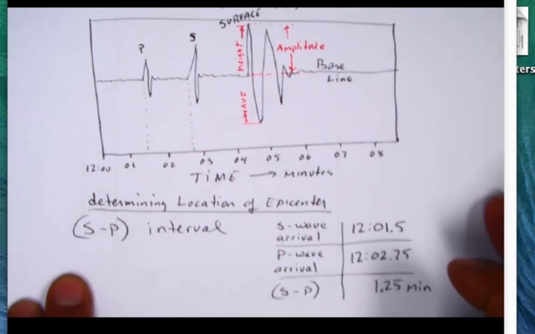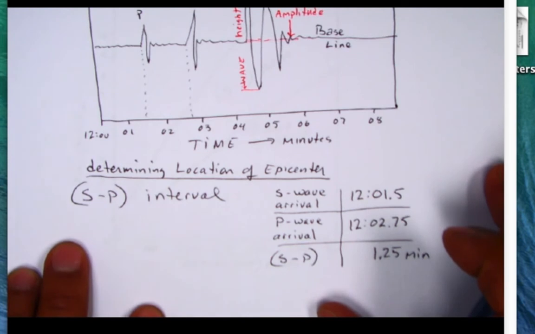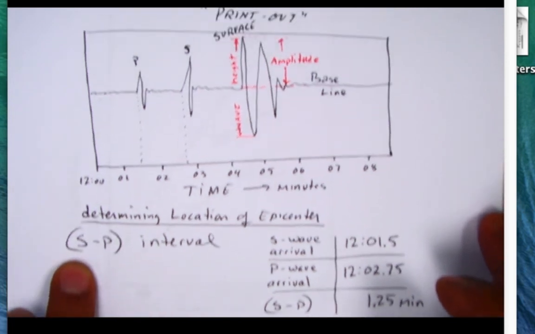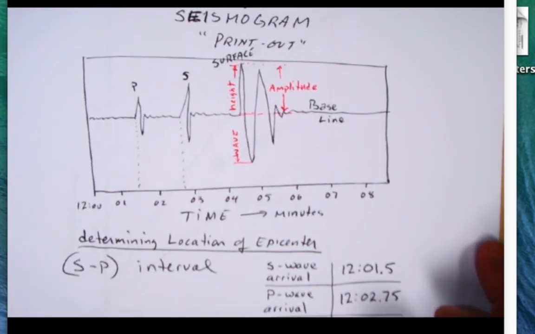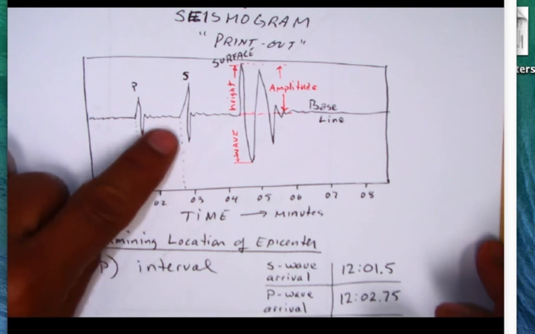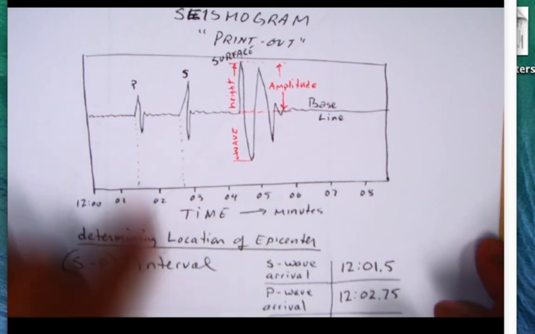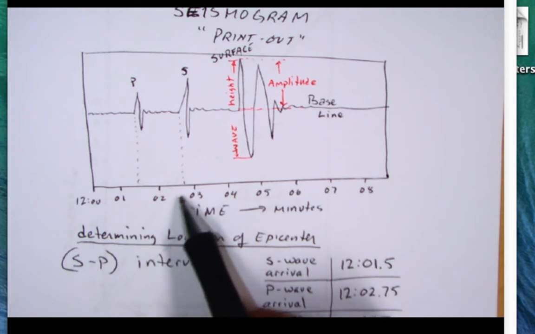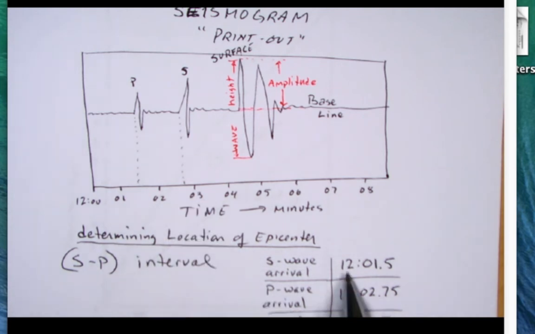To determine the location of an epicenter, we need to determine this S minus P time interval. In this example, I'm going to give you a little exercise for you to do at home, and you'll submit it. First we determine the arrival of the S wave. I've got here, this is 12 o'clock, so this is time on this axis. So the S wave arrives at 12:02.75.